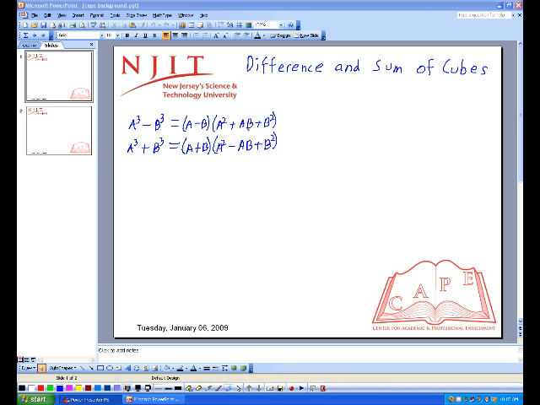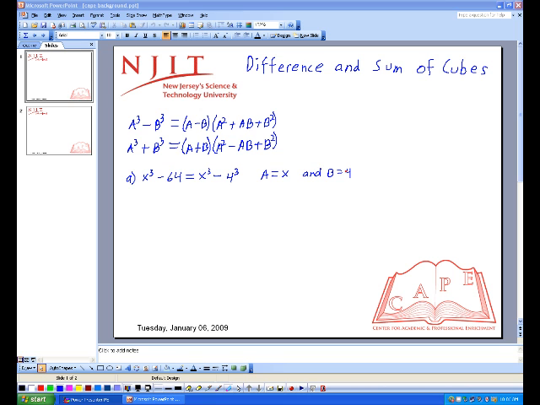Now let's do some examples. Let's take the example x cubed minus 64. Now we know these are going to be two cubes. The cube root of x cubed is simply x, but the cube root of 64 may be a little difficult to realize. We should break it down into its cube roots. Cube root of 64 is 4, so it's going to be 4 cubed. So now we know what's going to be a and what's going to be b. It's easy to see that in this case a equals x and b equals 4.